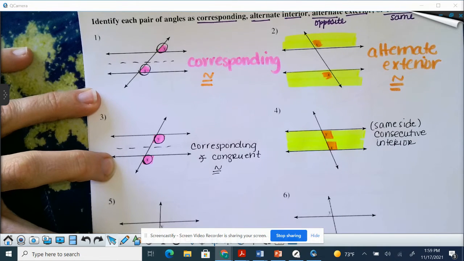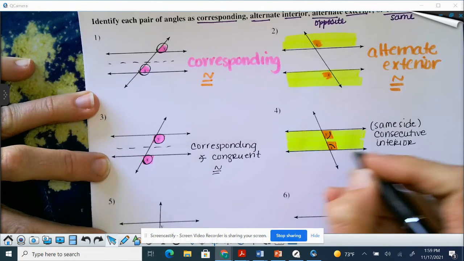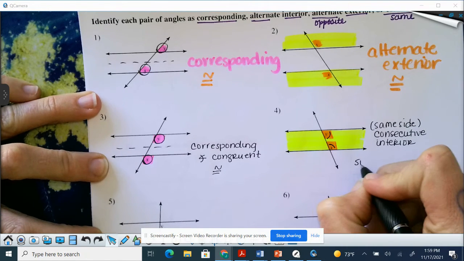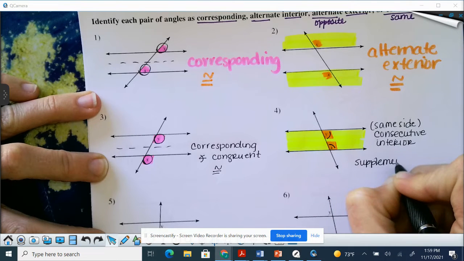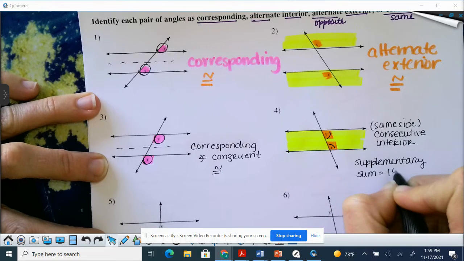It's just a difference in teachers or how they choose to use the words, but they both mean the same thing. And these, remember, are not congruent. They're supplementary, which means their sum equals 180 degrees.